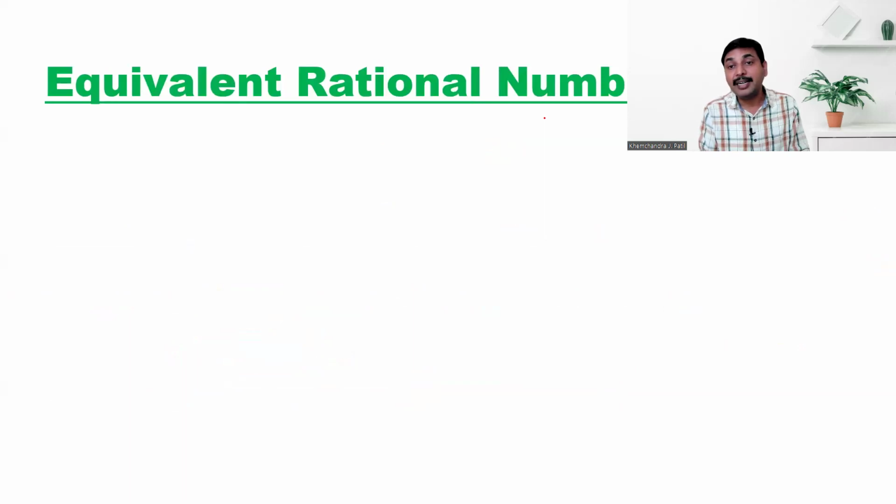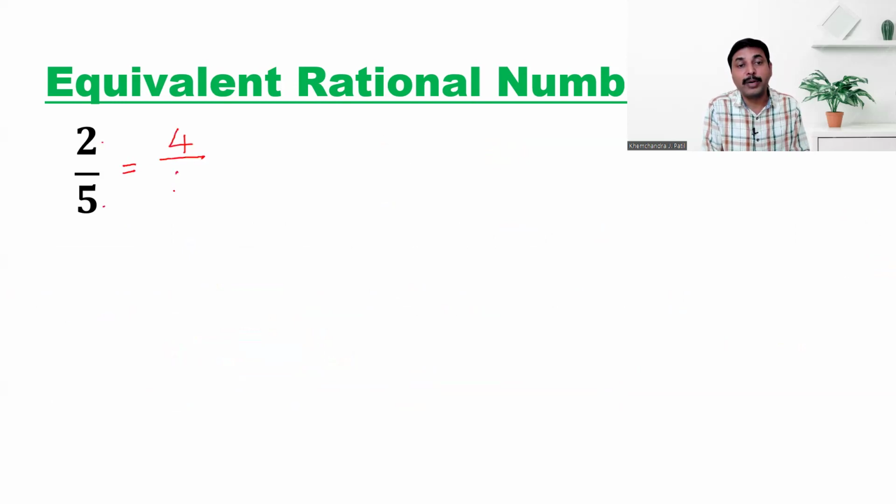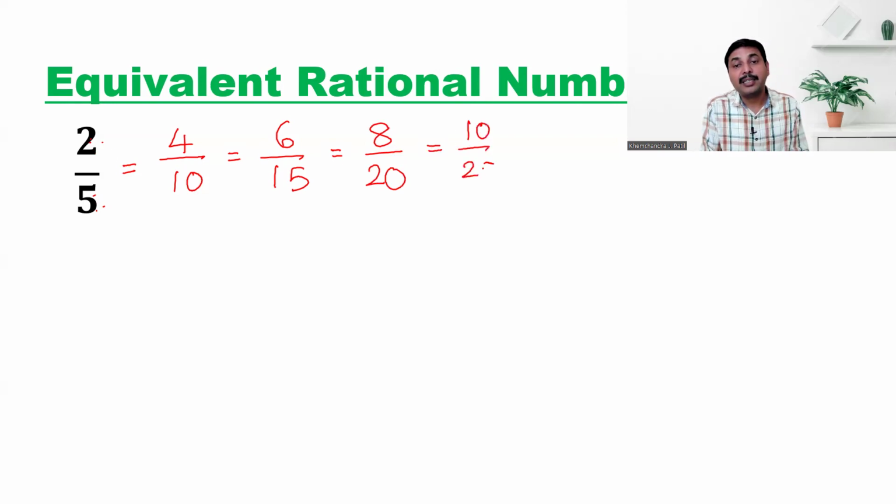Now, equivalent rational numbers. What are equivalent rational numbers? Suppose 2 by 5, if I want to find the equivalent rational numbers, if I multiply the numerator and denominator by 2, I will get 4 by 10 as an equivalent fraction or equivalent rational number. If I multiply 2 by 5 by 3, I will get 6 by 15. If I multiply by 4, I will get 8 by 20. Similarly, if I multiply both by 5, I will get 10 by 25.